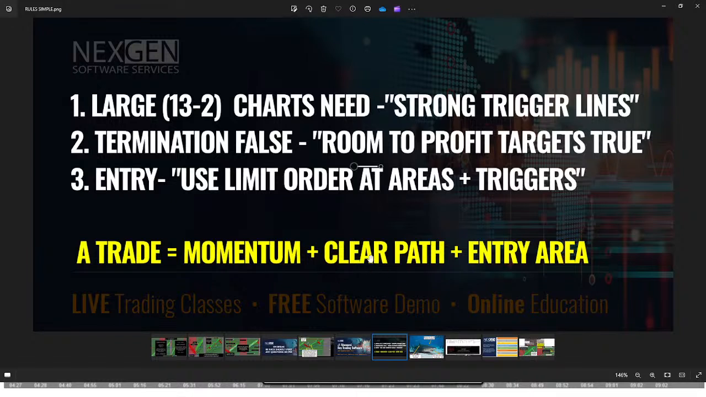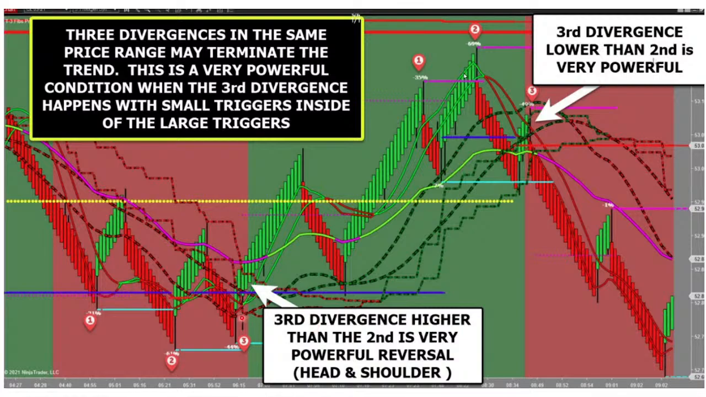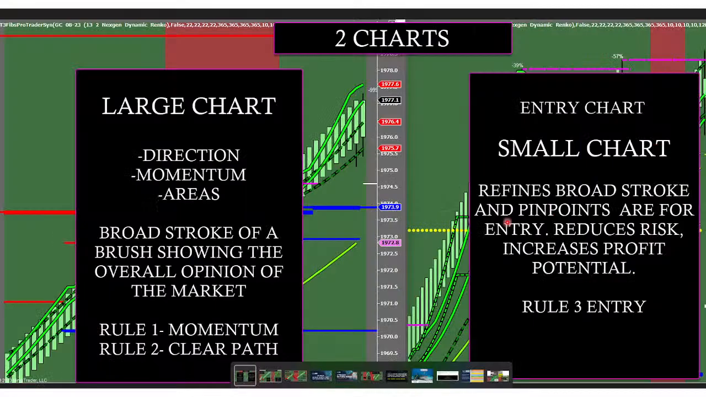And this is 3 divergences, guys. Not 2, not 1, 3 divergences. Tells me that my path is no longer clear, that I'm not looking for short trades. And the large chart is going to define it using areas. The small chart's going to use those areas for entry.